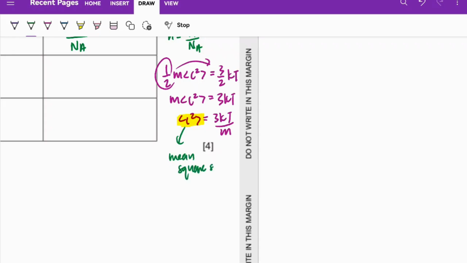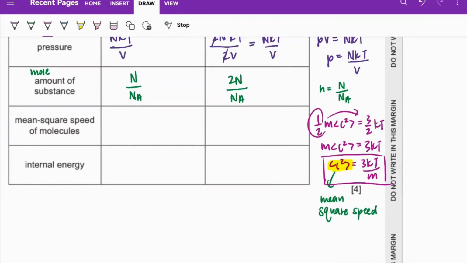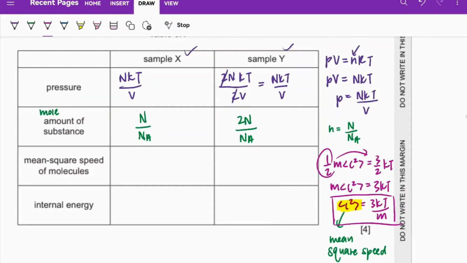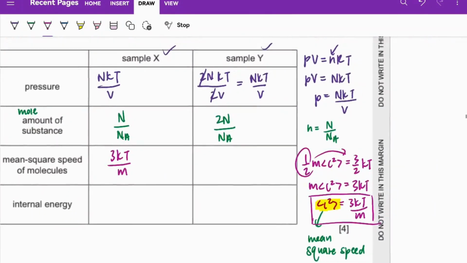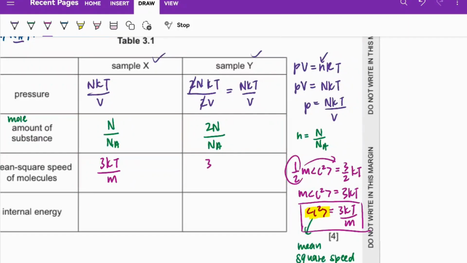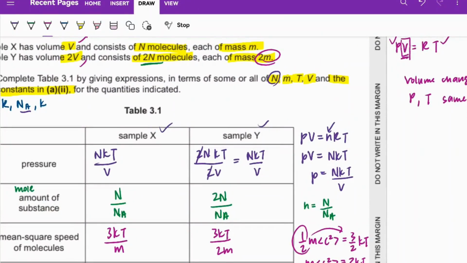Oops. Okay, wait. Let me write properly. Mean square speed. Okay. So this is the formula that you will be using. So mean square speed of molecules for X is actually 3kT over m only, because your mass is m, right? For X, you only have mass m. For sample Y, it's 3kT over 2m, because your mass is 2m. Be aware of this mass, molecules, they are changing. So you need to see which sample you are looking at.